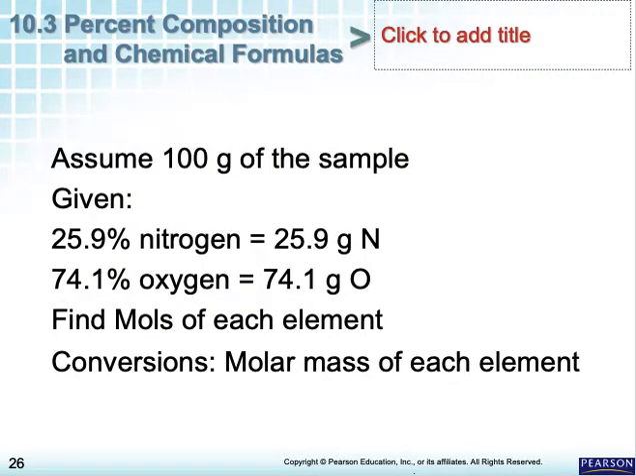So the first thing I would do is assume a 100-gram sample. And that means if I have 25.9% nitrogen, that's going to be 25.9 grams of nitrogen. Same thing for the percent oxygen.